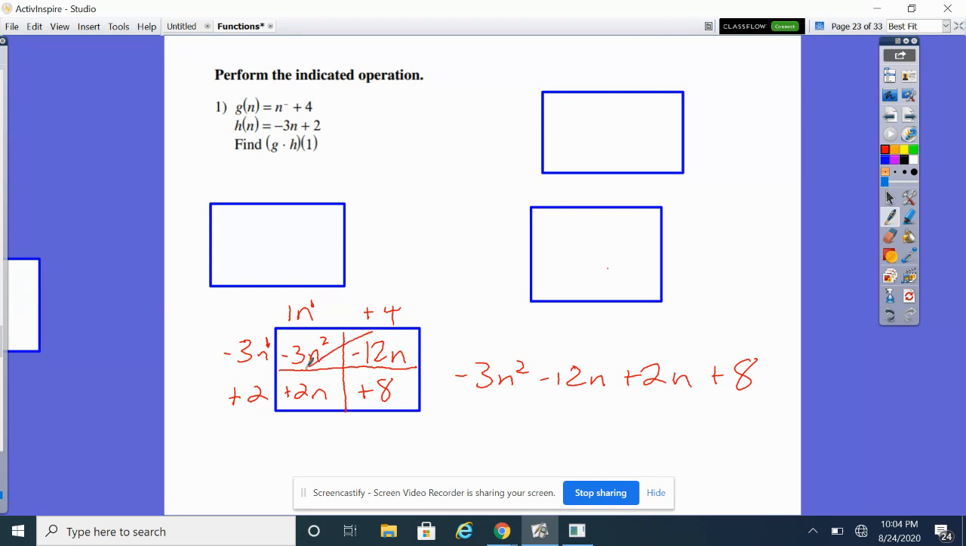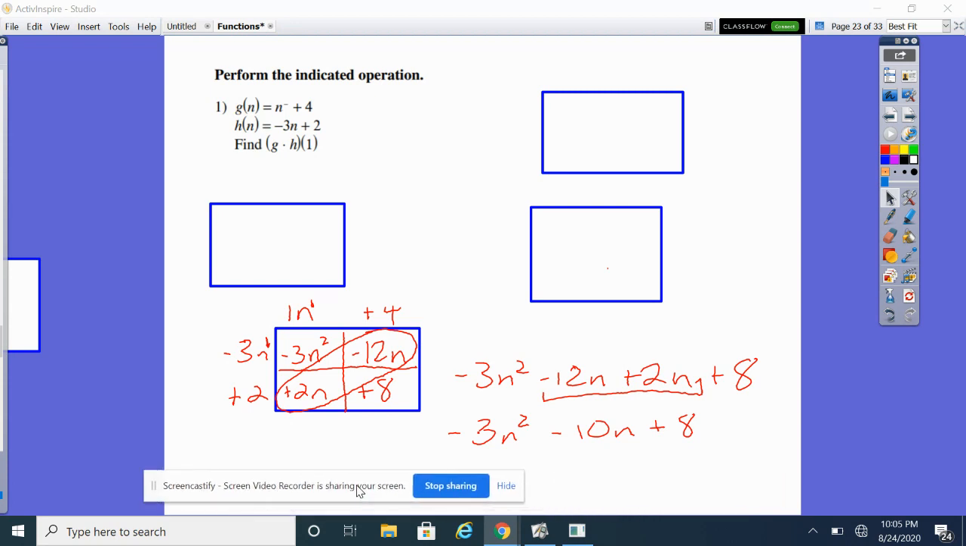I want to point out that usually the diagonal boxes are like terms, and you can add them together. And in this case, they are. We'll start off by bringing this down. This is the only one that's squared. Negative 12n plus a 2n leaves you in the negative. That's negative 10n. And then positive 8 will go at the end. Let me slide this little bar out of the way. I don't know if you can see it, but it's in my way.